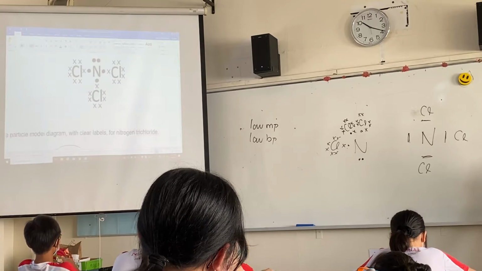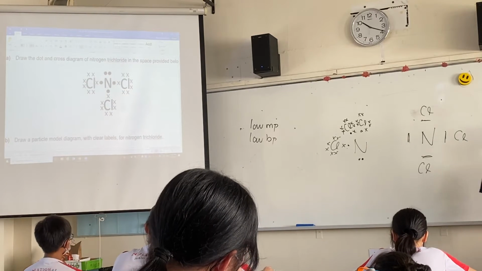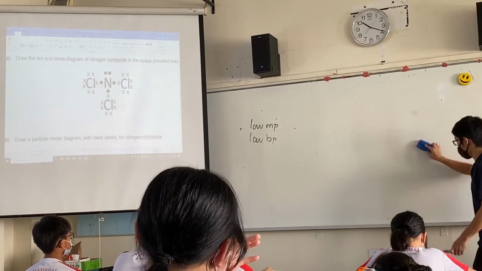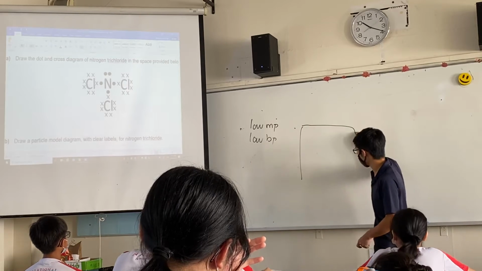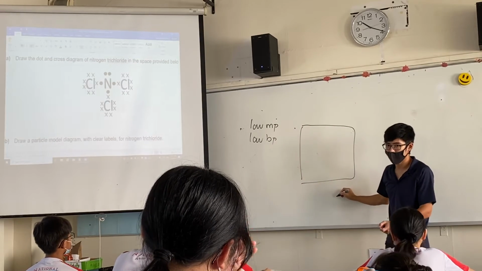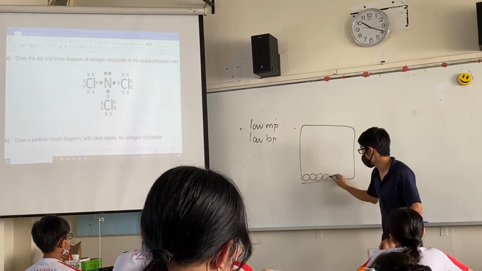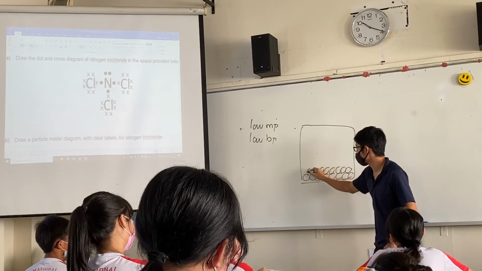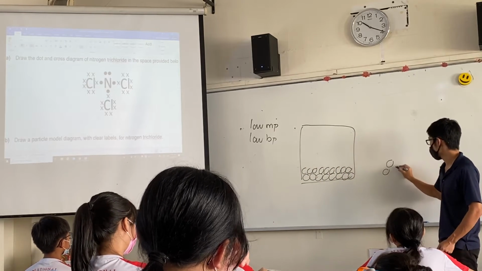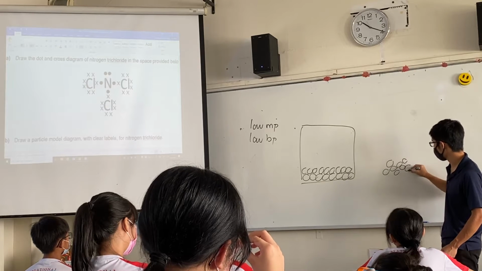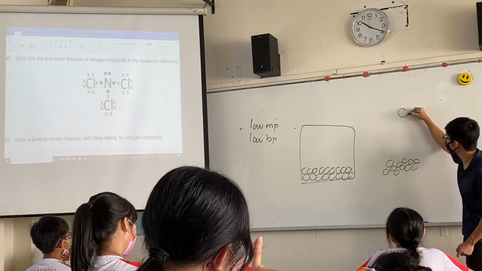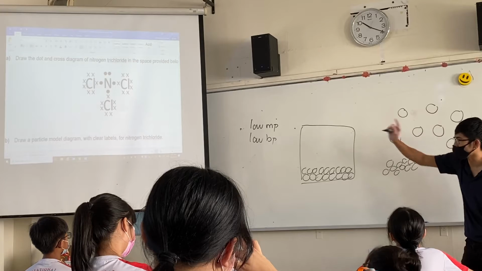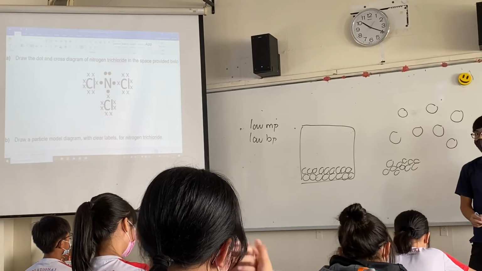Okay, next, they ask you to draw a particle model diagram with clear labels for nitrogen chloride. What's a particle model diagram? Like last time, when I asked you to draw one for solid, you drew all of them packed very close to each other. For liquid, you may have drawn them rolling about each other, not so compactly packed. For gas, you draw them far apart. So they want you to draw a particle model diagram of this particular compound. How will you draw that?